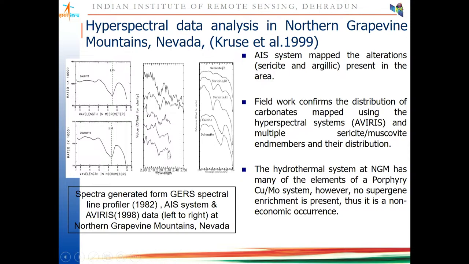Now you see that this is the AIS system and this is your IIRS. So you can see the difference between these two, and definitely we can see some absorption features present over here. Some absorption features it was able to highlight, but the noise is very low in the IIRS data, and the signal to noise ratio has been significantly increased in the IIRS data.